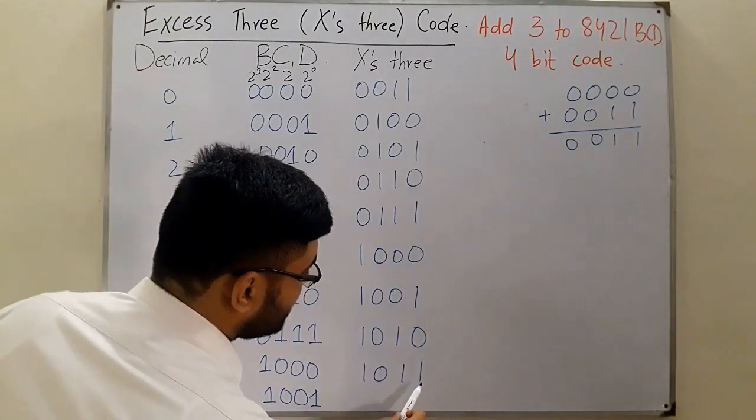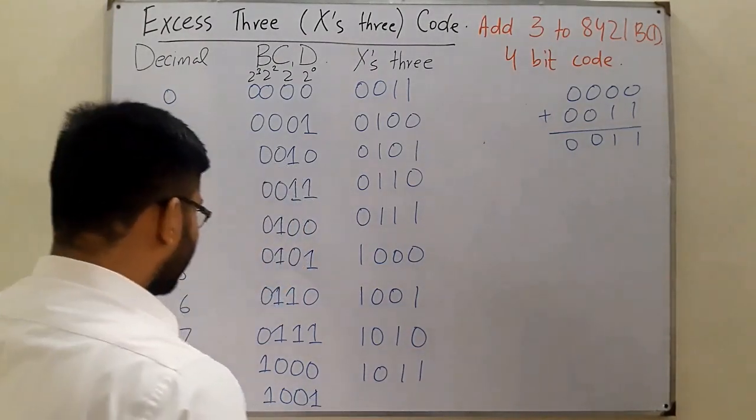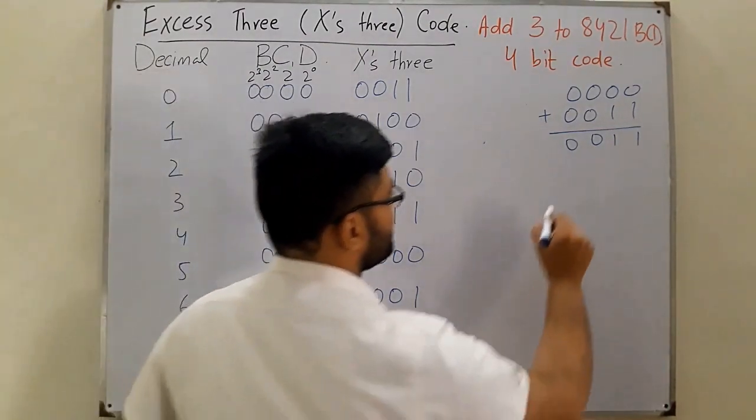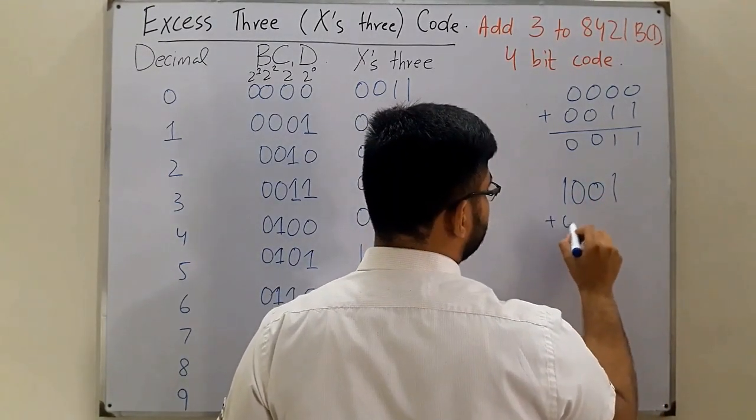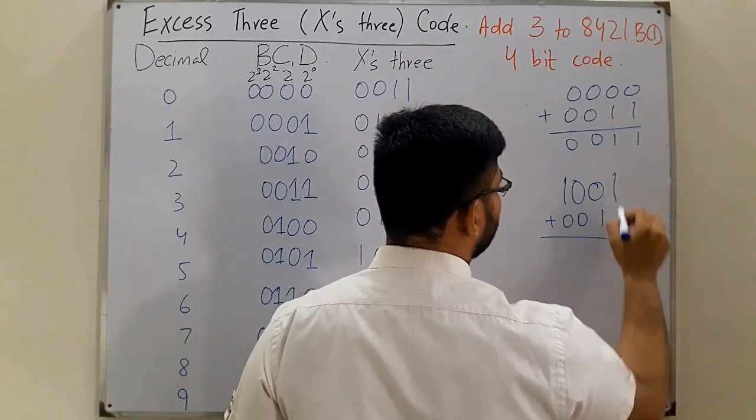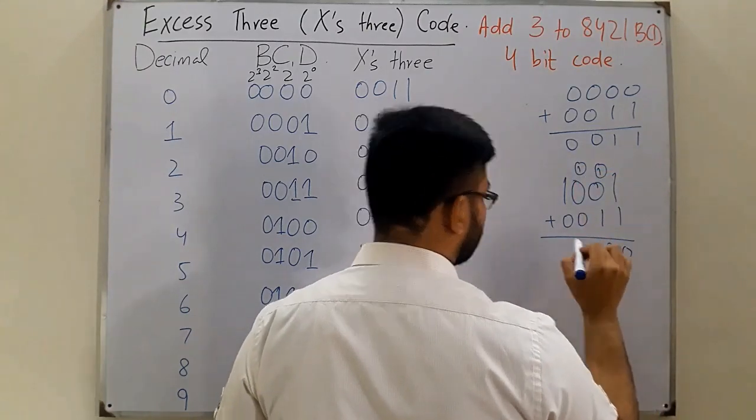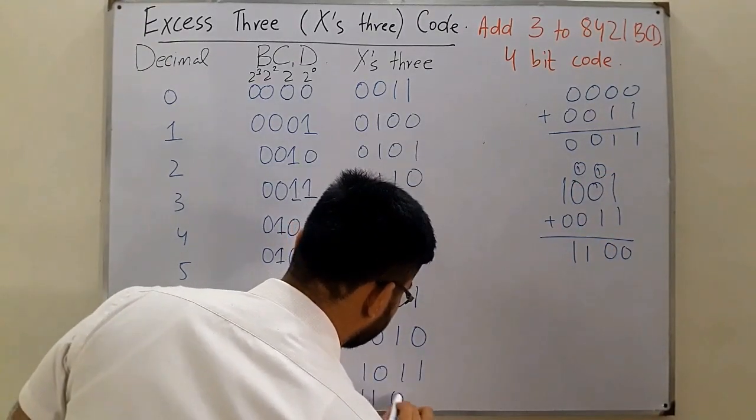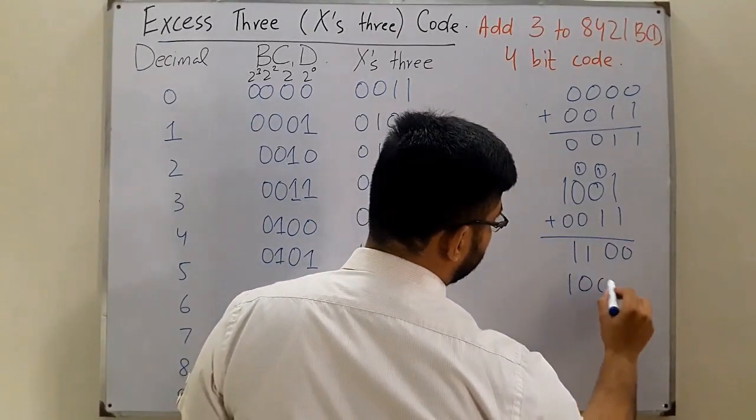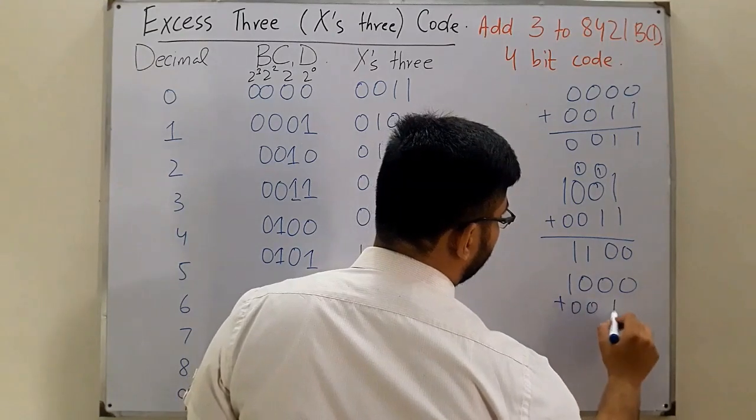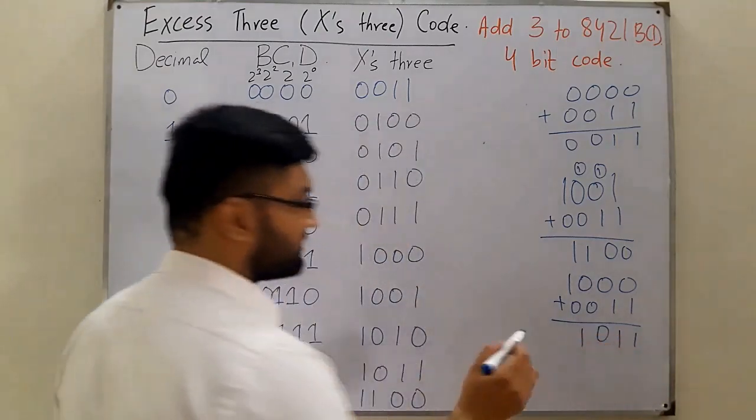1011. Have a look. 2 to the power 0, 2 to the power 1. So we have 1 plus 2 plus 8. So it is 11. Okay. And 9 plus 3. So let us do it for a proof. 1001 plus 0011. So 1 plus 1 would give you a 0 with 1 carry. 1 plus 1 again a 0 with 1 carry. And this would be 1. This would be 1. So 1100. I want to confirm this 8 also. So if you have 1000 and you add 11 to it, which means 8 plus 3, so you have 1011. This is fine, all right?